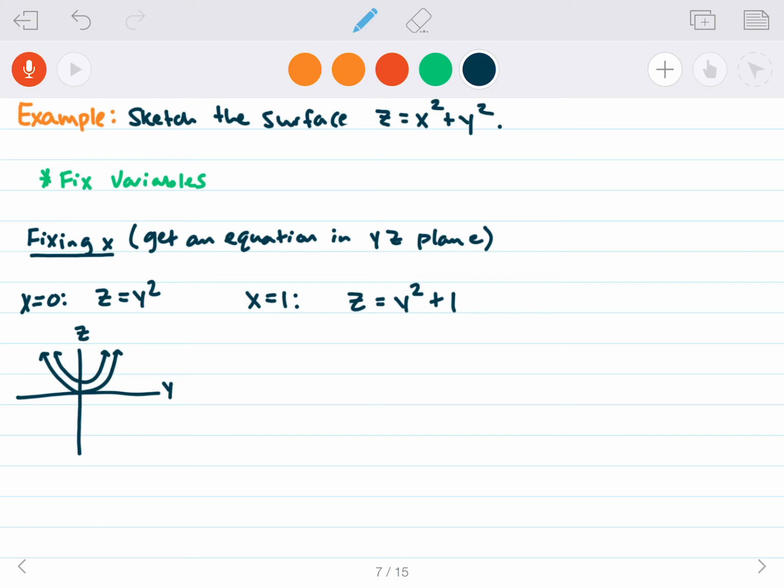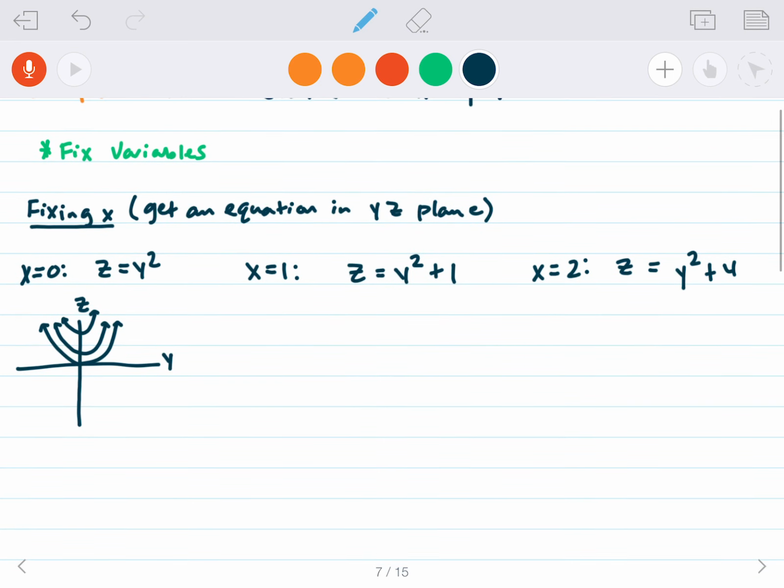Let's do one more. Let's do x equals 2. So when x equals 2, we get z is equal to 2 squared, which is 4, plus y squared. So y squared plus 4. So it's just a parabola shifted up 4 units. So maybe it looks something like this. Okay. So that is the view of our 3D object in the YZ plane.